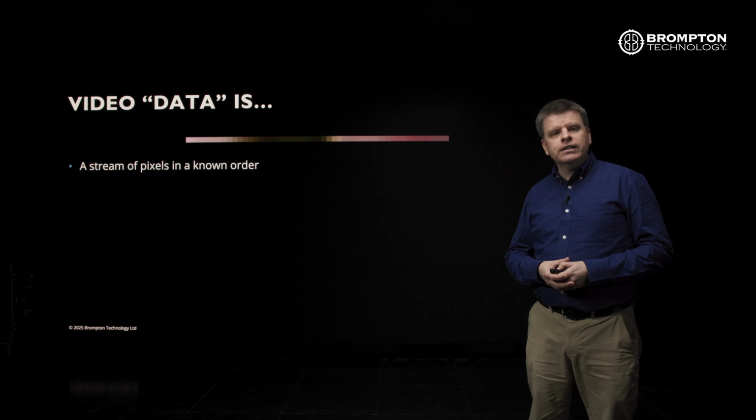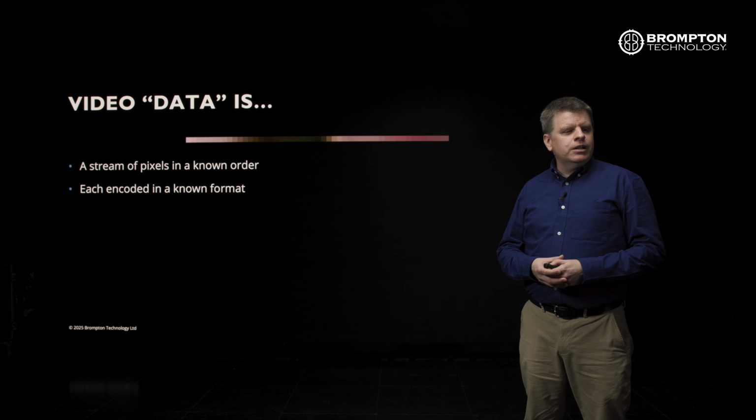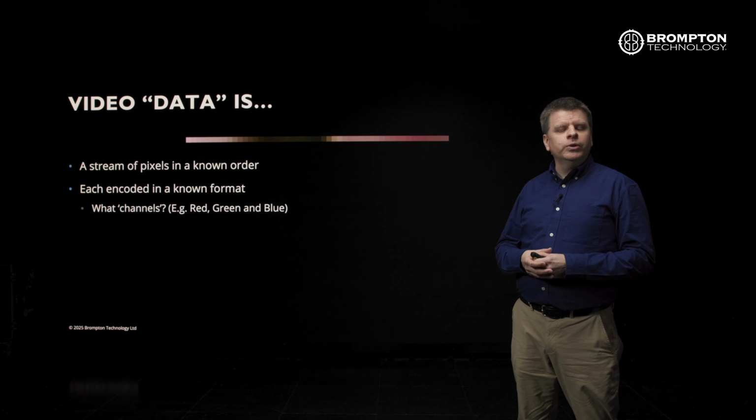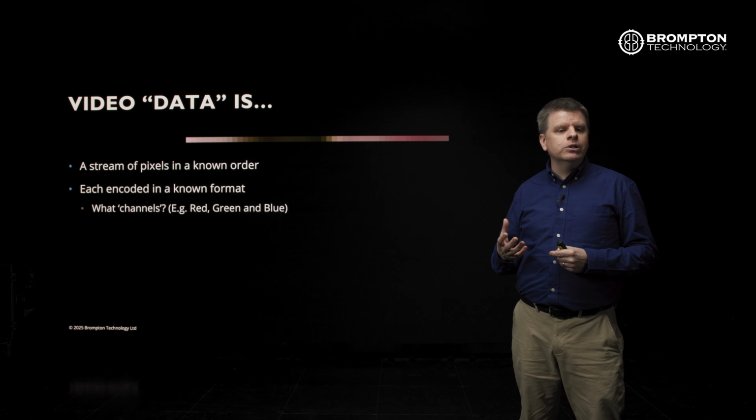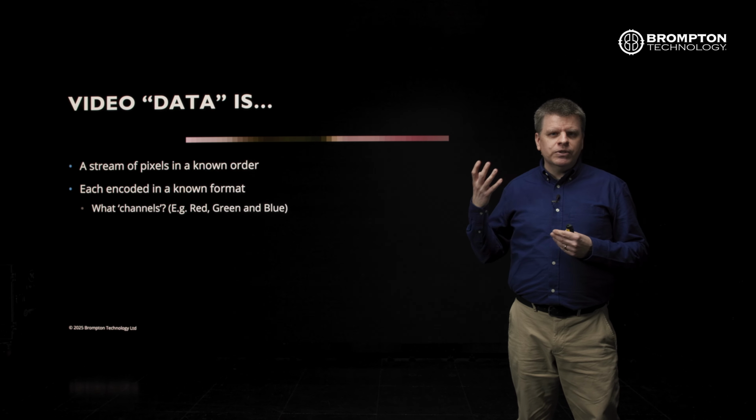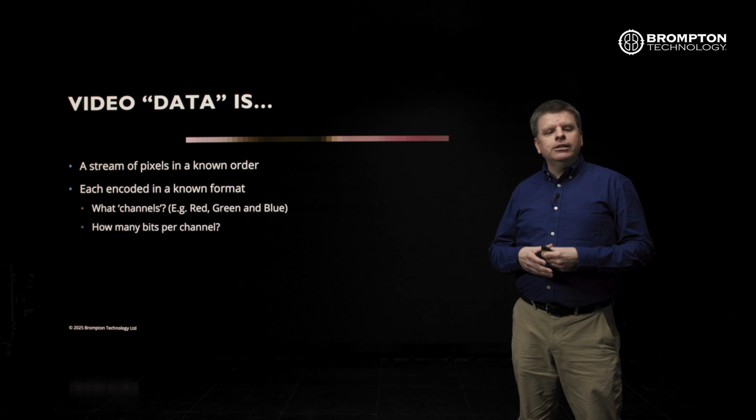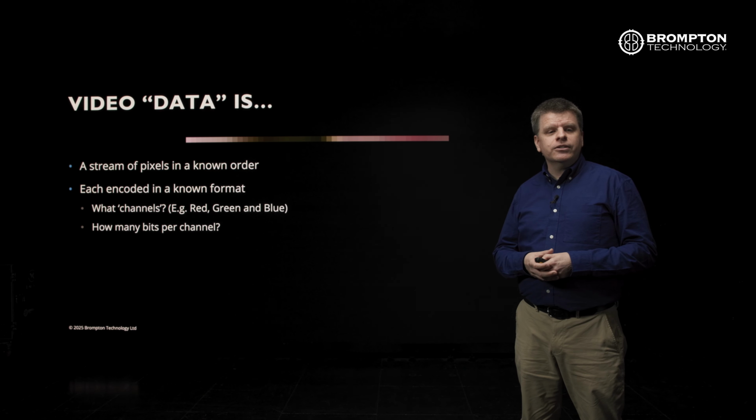Okay, so video data then is a stream of pixels in a known order. And for each of those pixels, we're going to need to encode it in a known way. So the way that we choose to do this encoding, we decide channels that we want to use. So for example, we might say each pixel we're going to break down into its constituents in terms of the red light, the green light, and the blue light. So we have 3 channels. There are other ways of doing it. And we're going to say, for each of these channels, well, how are we going to represent that signal digitally? How many bits are we going to use for each of those channels?